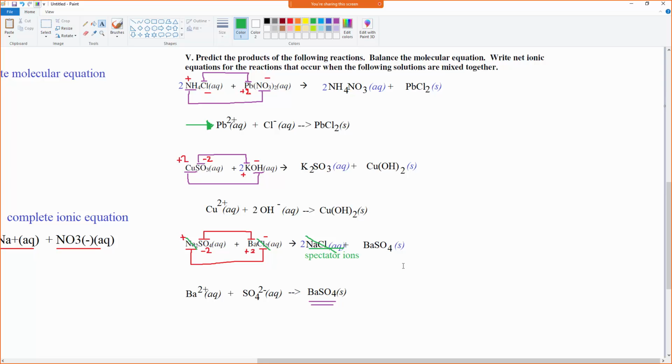Does that make sense to you guys? Whether you cancel the spectators or whether you just look at the one thing that changed and then determine what was used to make that, both of those will get you the right answer.